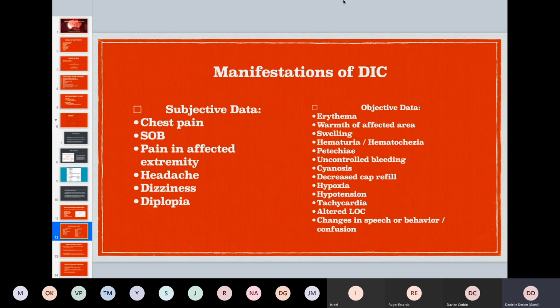So, manifestations of DIC. I don't know what happened.